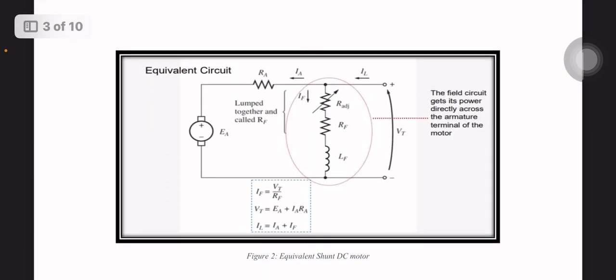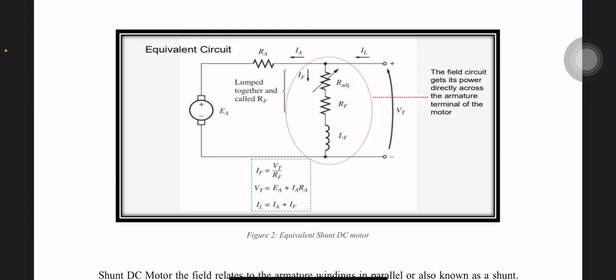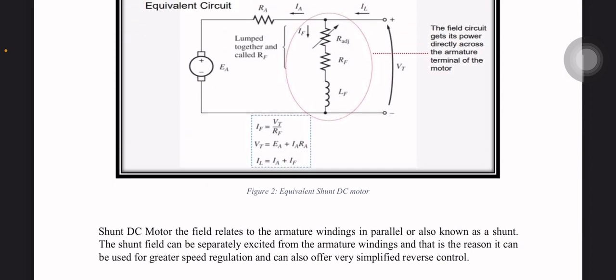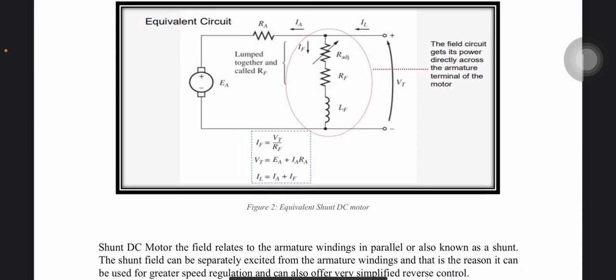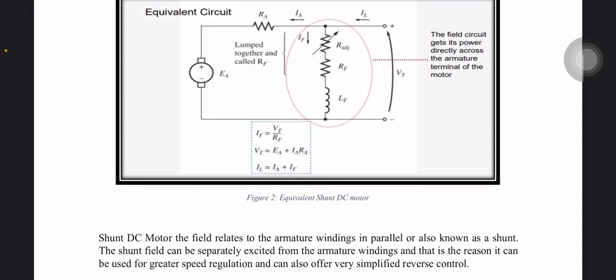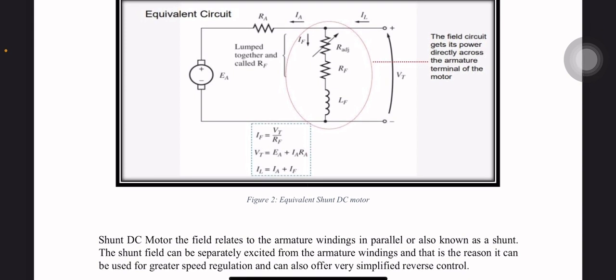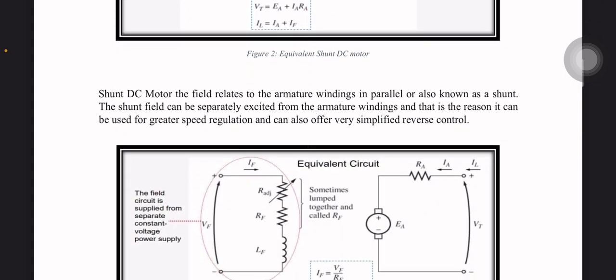Okay, next we can see the figure of the equivalent shunt DC motor. The field circuit gets its power directly across the armature terminals of the motor. In the shunt DC motor, the field is connected to the armature winding in parallel, also known as a shunt. The shunt field can be separately excited from the armature winding, and that is the reason it can be used for greater speed regulation and can also offer very simple reverse control.